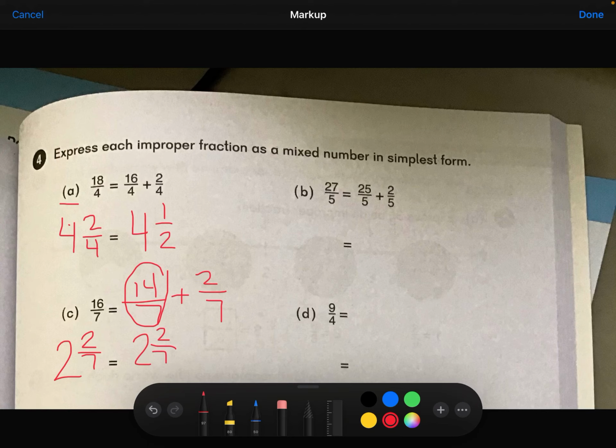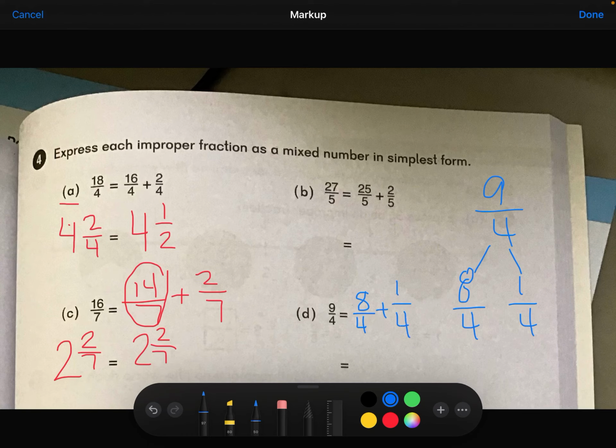Let's look at 9/4. 9/4 is going to be, counting by 4s here, 4 and 8. Our denominator stays the same. What would be left if I had 9/4 and I took 8/4 out? Sorry, that was a terrible 8. There would be 1/4 left.